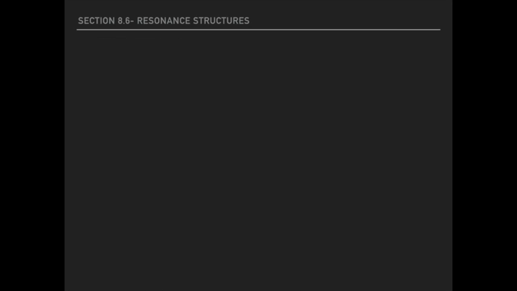So what happens when we're drawing our Lewis structure, and the number of valence electrons we're allowed to use don't fulfill the octet rule? Well, that's when we get into resonance structures. So I'm going to provide you with an example in order to explain what resonance structures are.